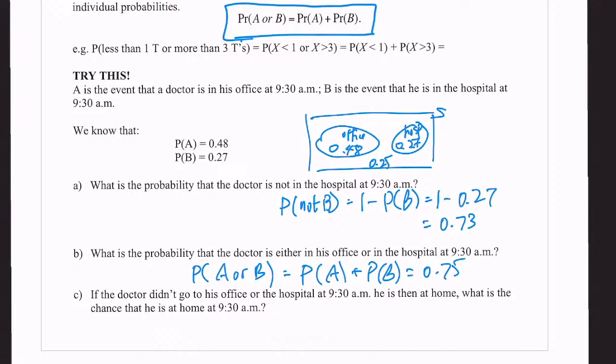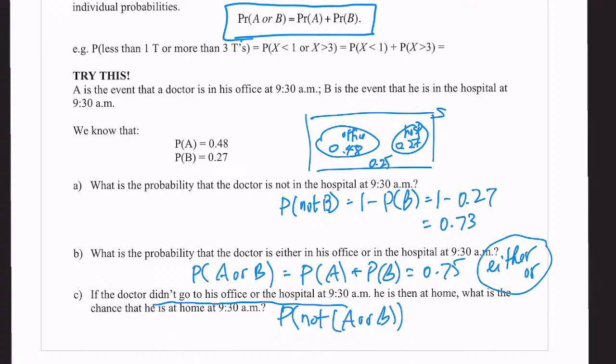Very good. And then he didn't go to the office or the hospital. So this would be probability of not A or B. Okay, so this is either/or in English, and this would be neither/nor in English. So to solve this one, it's just 1 minus probability.